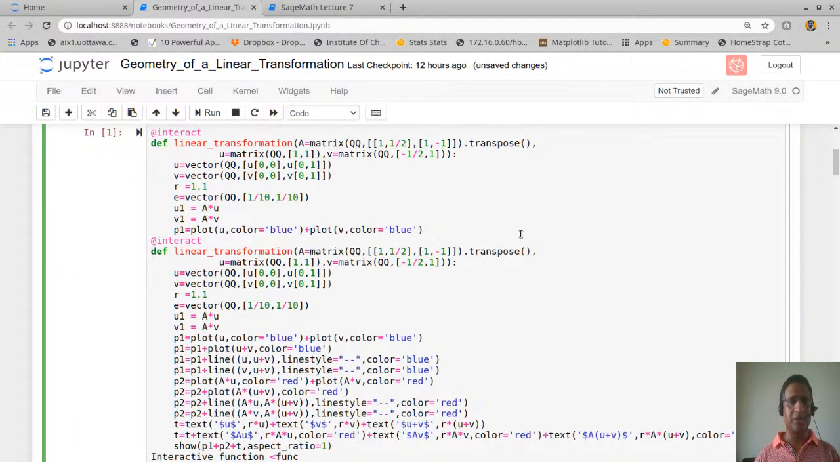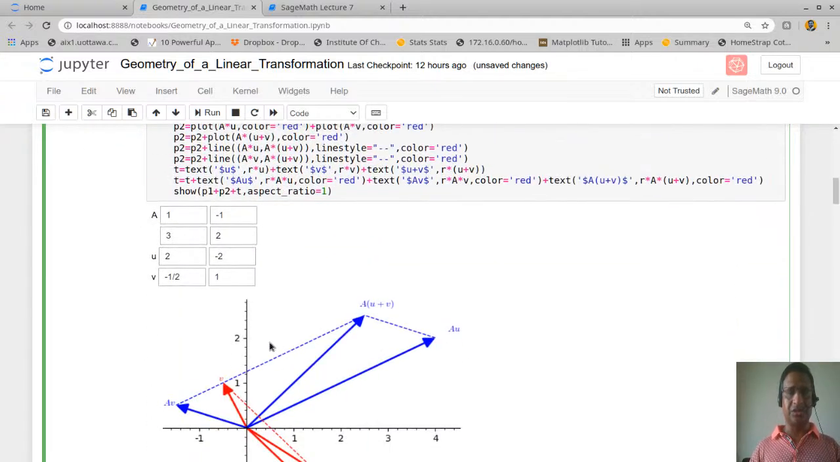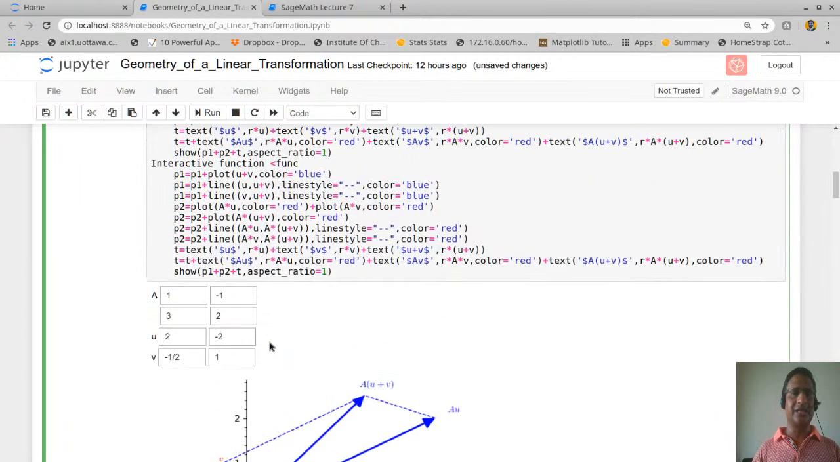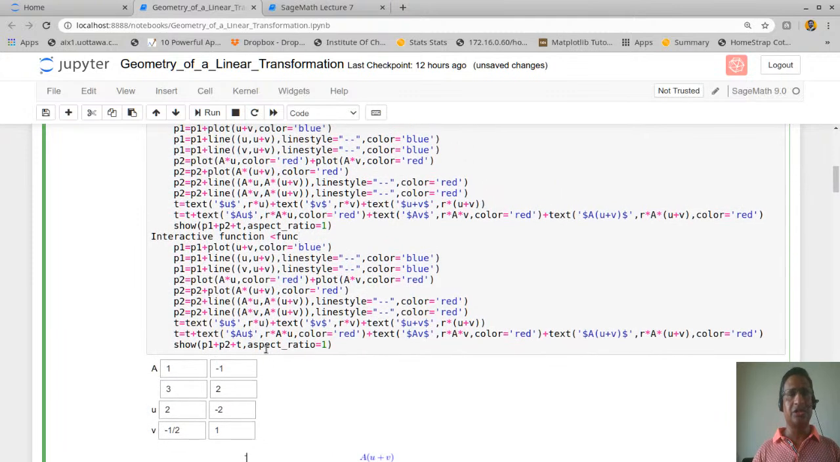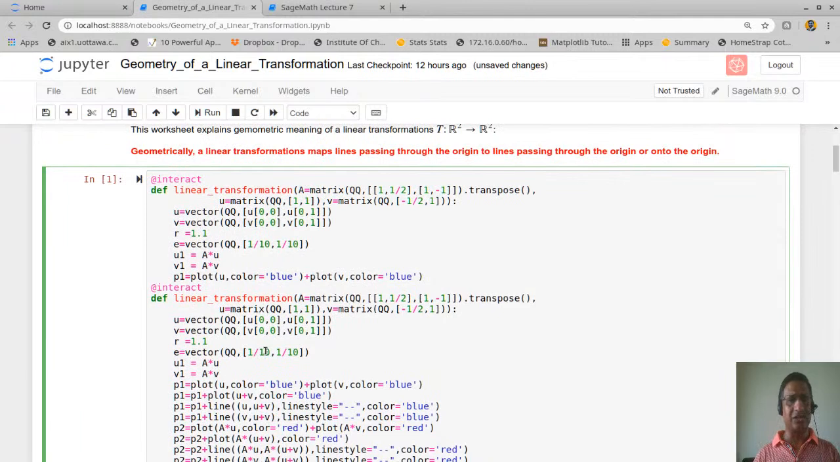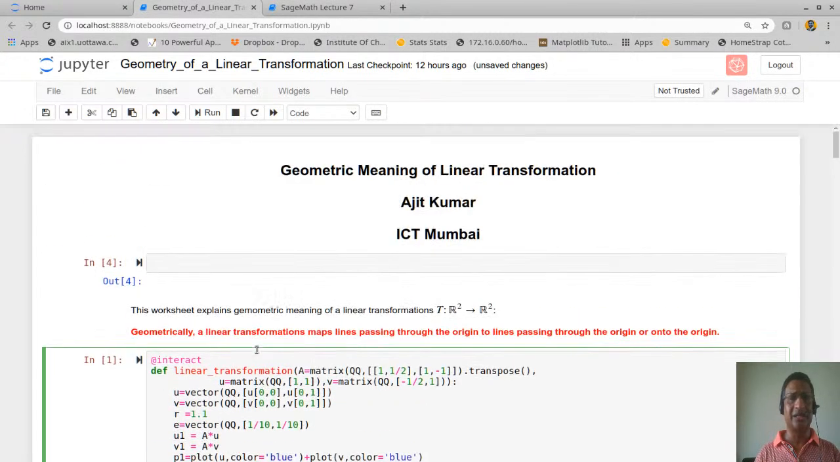So instead of plot you have to use plot3d, and arrow3d you have to use, and then line3d, etc. You should be very easily able to convert this into 3 dimensions. Okay, and this is quite simple actually. Let me just simply explain what has been done in this case.